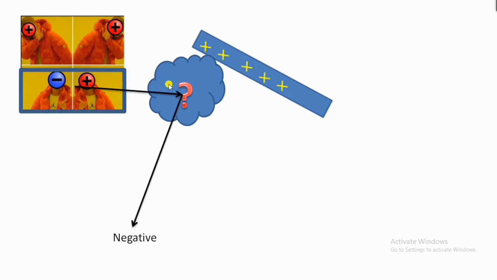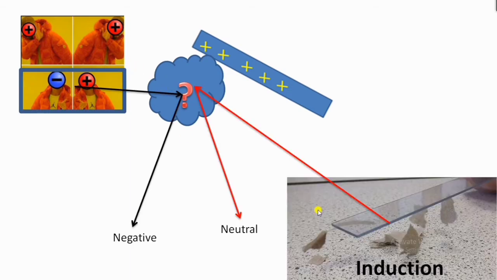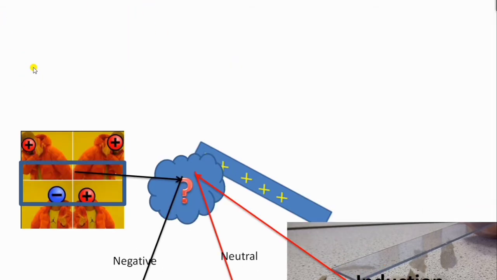So according to properties of charges, positive should attract negative. So according to this, it should be negative, but according to induction, the charged object should attract a neutral object like pieces of paper. So according to this, the object should be neutral. So there is a problem in this property.